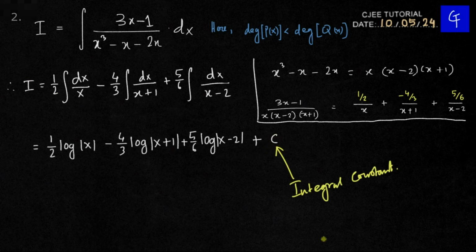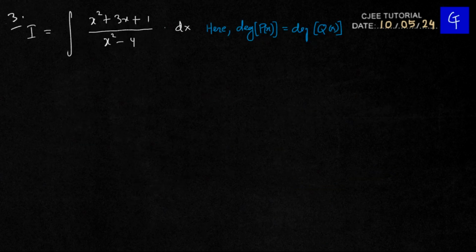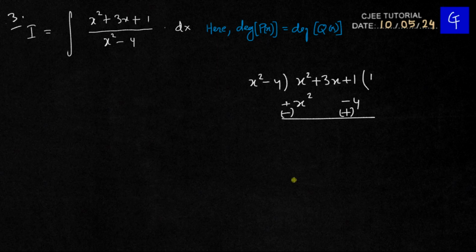So we are going to move to our third problem. This is our third problem. Here also the degree of p(x) is equal to the degree of q(x), q(x) being the polynomial at the denominator and p(x) being the polynomial at the numerator. So the degrees are the same, so we can simply proceed with division. So 1 is going to be our quotient. This is going to be cancelled out. And this becomes this. So this is our remainder.